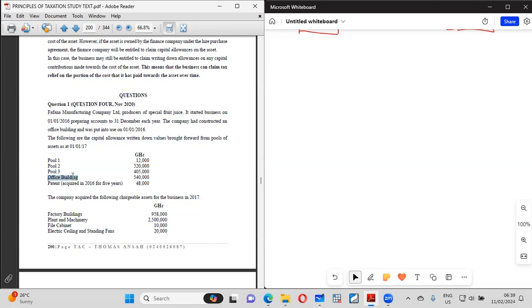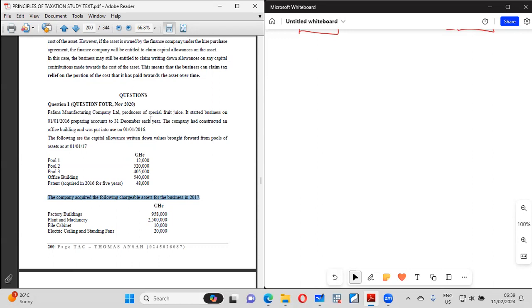Then we have office building, that is which class? Class 4. Patent, patent is what? Class 5. All right, the company acquired the following chargeable income. So what are we going to do? We are going to start with our 2016 year of assessment. All right, so what do we do?